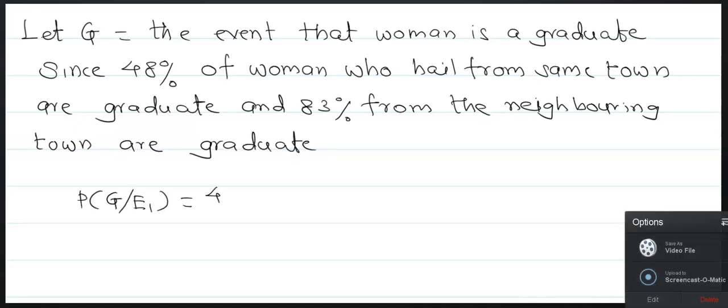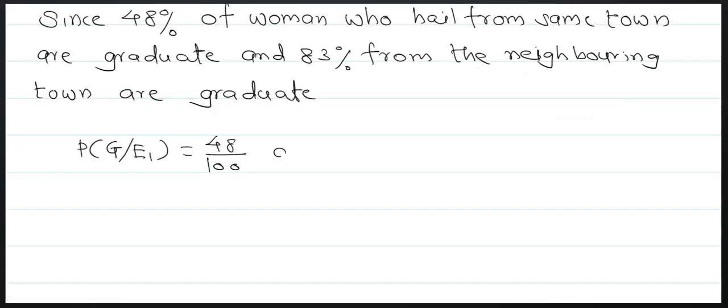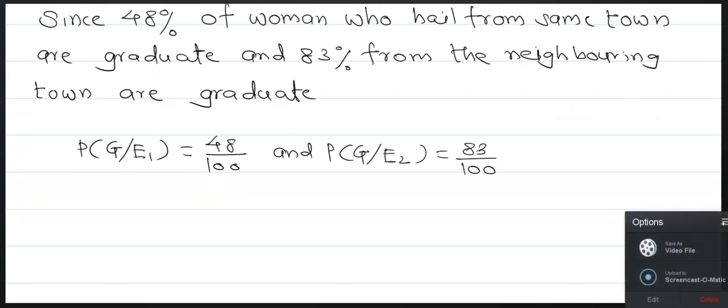Therefore, probability of G conditional E1. What is E1? In the question, we have been asked to find the probability that a woman selected at random is a graduate from the same town. Therefore, we consider the Bayes theorem. The probability of G conditional E1 is equal to 48 upon 100, and the probability of G conditional E2 is equal to 83 upon 100. These are the graduate persons from the same town and the neighboring town.